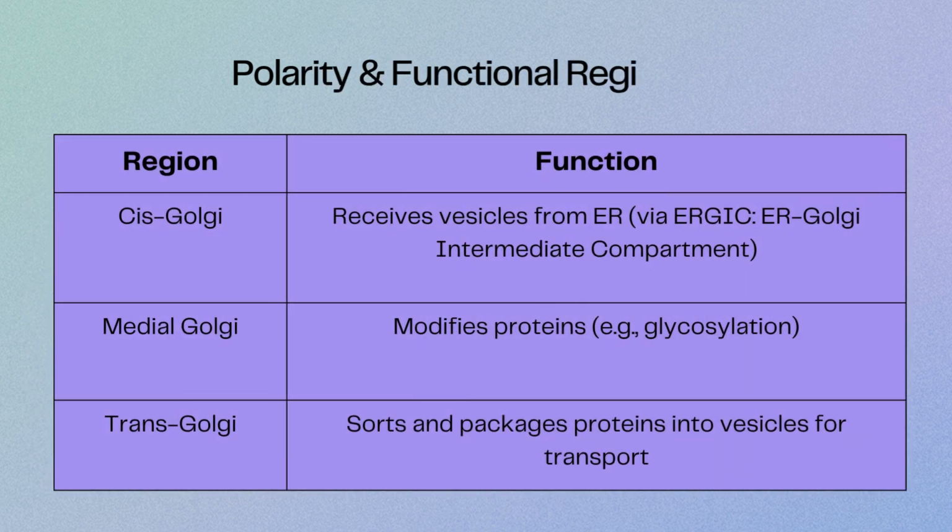The Golgi apparatus operates through a functionally organized layout divided into regions. The cis Golgi is the entry point, and it receives transport vesicles from the endoplasmic reticulum through an intermediate area known as the Golgi intermediate compartment, or ERGIC. Once inside, the proteins move to the medial Golgi, where the major chemical modifications occur. Finally, they reach the trans Golgi, where they are sorted and packed into vesicles based on their destination. This polarity, cis to medial to trans, ensures the step-by-step processing of cellular materials.